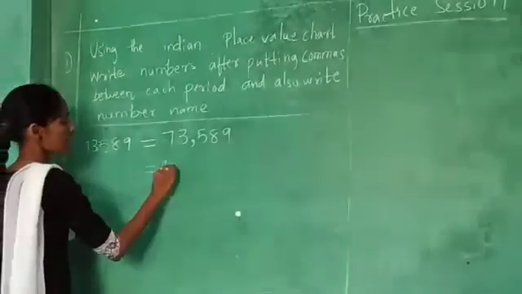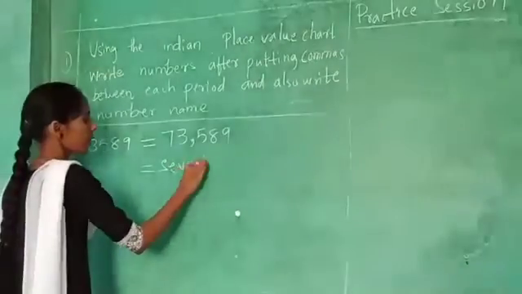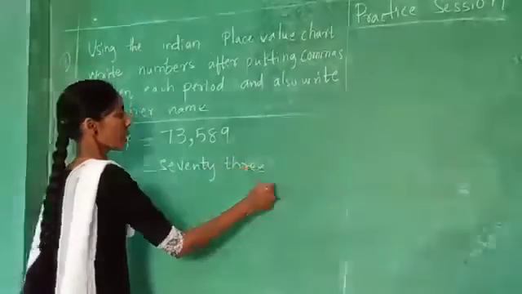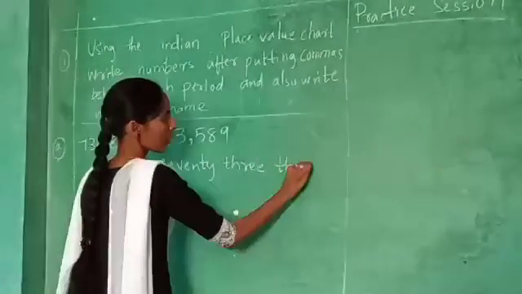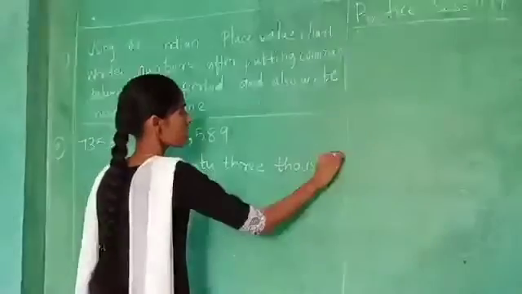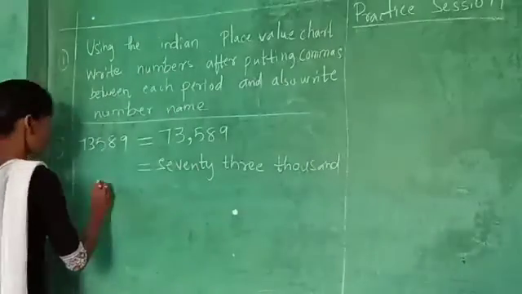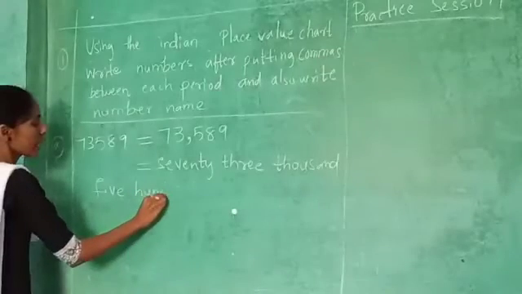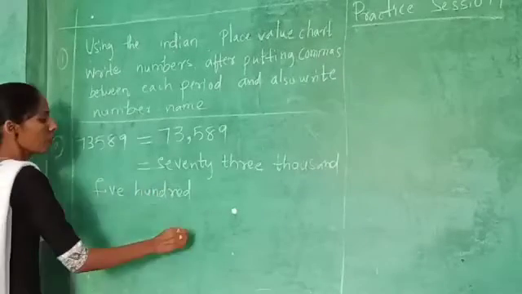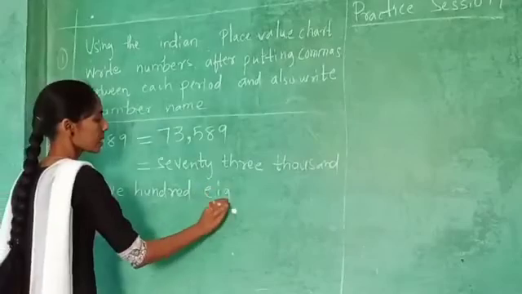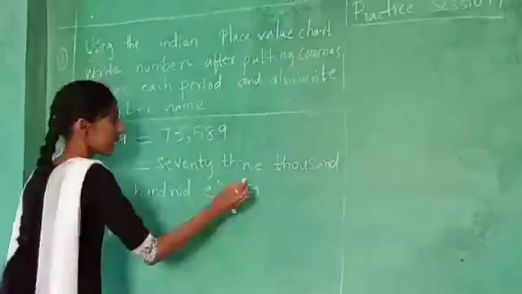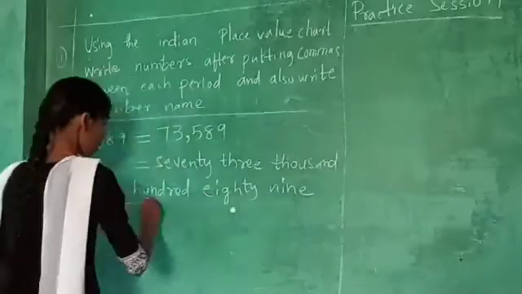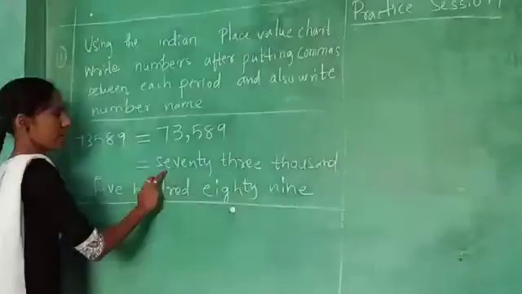See, seventy-three thousand, five hundred eighty-nine. That is 70, 73, thousand, 73,000, five, hundred, 500, eighty, nine.